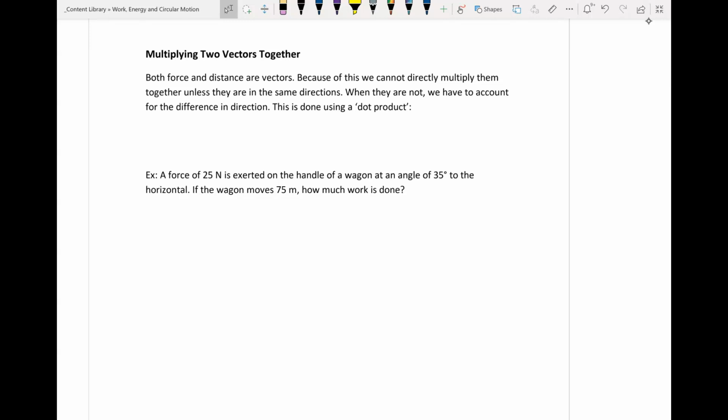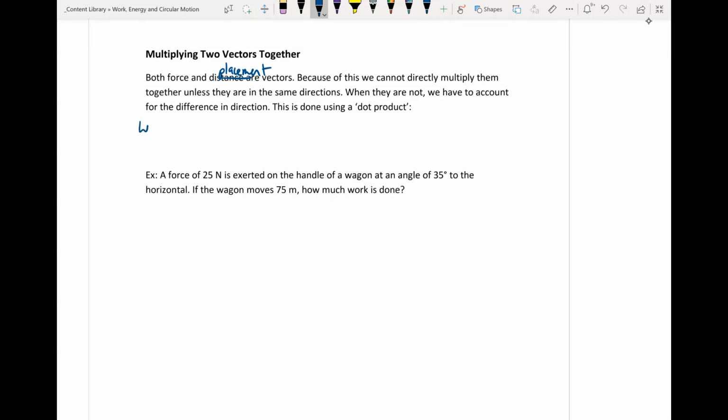Both force and displacement are vectors, and because of this, we cannot directly multiply them together unless they are in the same directions. When they are not, we have to account for the difference in direction, and this is done using a dot product. To simplify what's just being said here, what we're going to do is evaluate our vectors in their x and y components. So force can have an x and y component, and so can displacement because they are both vectors.